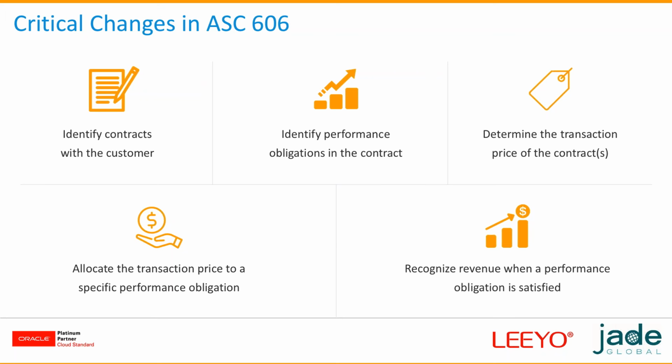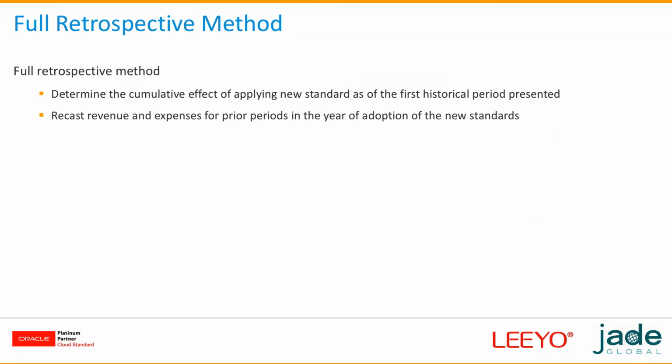Okay, thank you. Going across to the next step, which is, like we said, not necessarily specifically going into details of how the new guidance actually works, but more about what the impact is to any customer who is actually working with this. One of the methods that we talked about, which is the transition, is the full retrospective method, and that entails determining the cumulative effect of applying the new standard as of the first historical period presented, which means you would have to go back to some of your contracts, to the inception of the contract, to find out how it would be impacted based on what is now being set as the guidance.